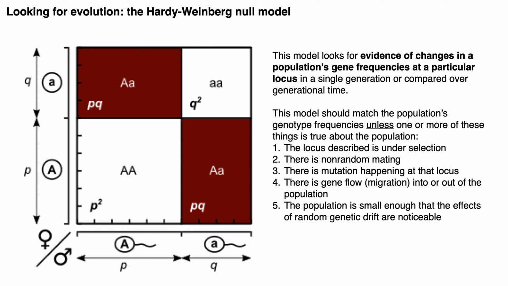This model should match the population's genotype frequencies unless one or more of these things is true about the population. The locus described is under selection, there is non-random mating, there is mutation happening at that locus, there is gene flow, that is migration into or out of the population, or the population is small enough that the effects of random genetic drift are noticeable. So these are all the interesting things, all the things that cause variation within populations.